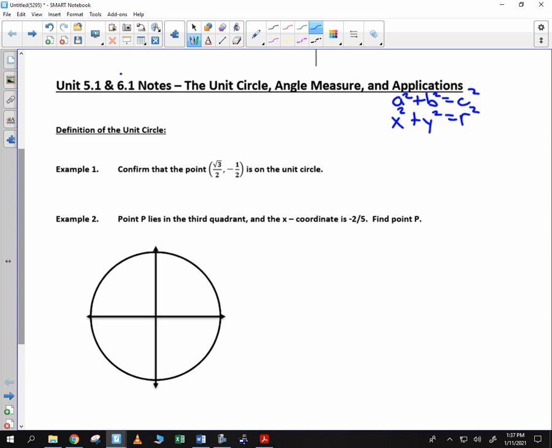But when we talk about the unit circle, the unit circle is very special because it has a radius of 1. So it's a circle with a radius of 1 that's centered at 0, 0. And it therefore satisfies the equation x squared plus y squared is equal to 1.